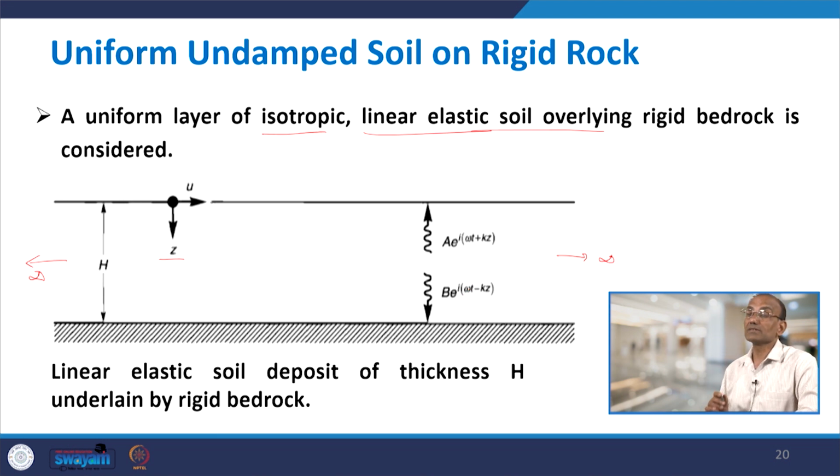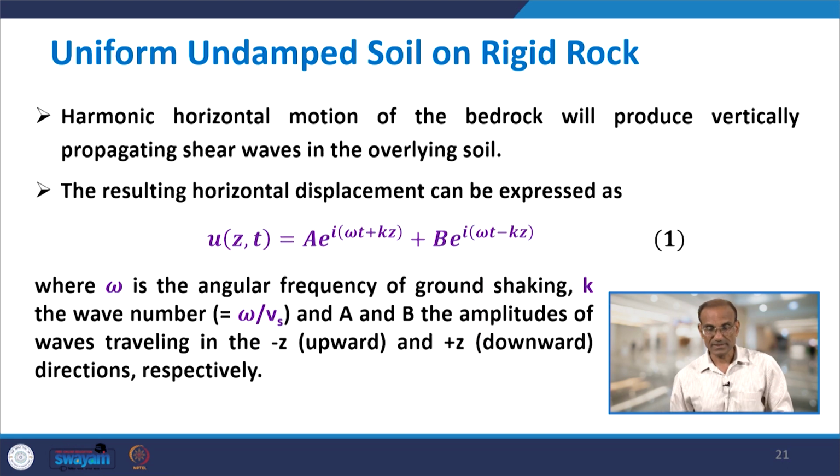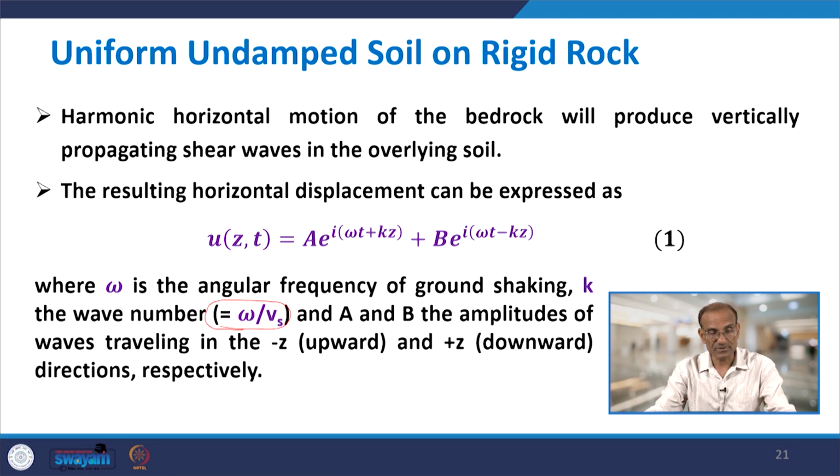Omega is called angular frequency, while k is called wave number, as given here. k is nothing but omega by Vs, which is the wave number, and Vs is shear velocity, which we just discussed, square root of G by rho. Harmonic horizontal motion of the bedrock will produce vertically propagating shear waves in the overlying soil.